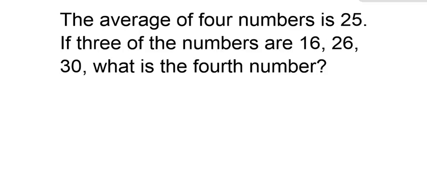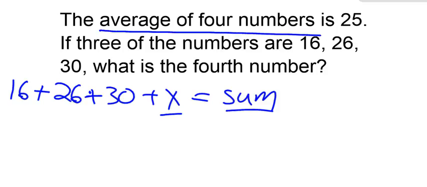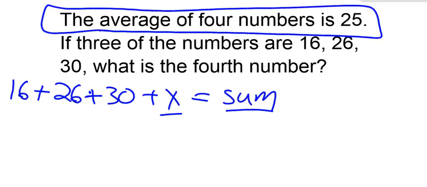It says the average of 4 numbers is 25. If 3 of the numbers are 16, 26, and 30, what is the 4th number? Okay, well, here we need a multi-step function. First of all, we know our first 3 numbers. We know 16 plus 26 plus 30 plus an unknown equals the sum. So in essence, we have 2 variables. So how are we going to get rid of one of those? Well, we just learned a trick, right? Just with this information, we're able to figure out the sum.